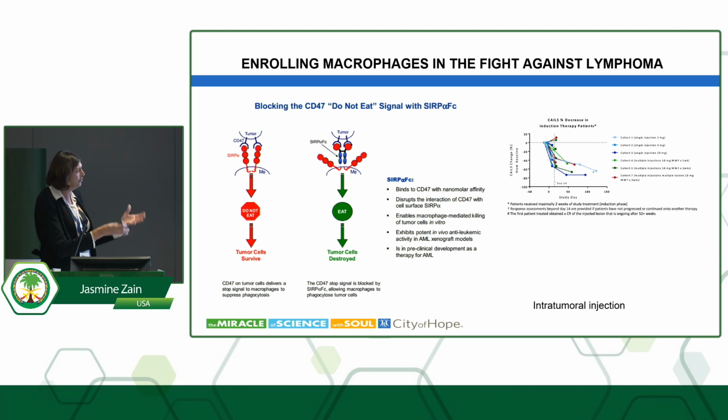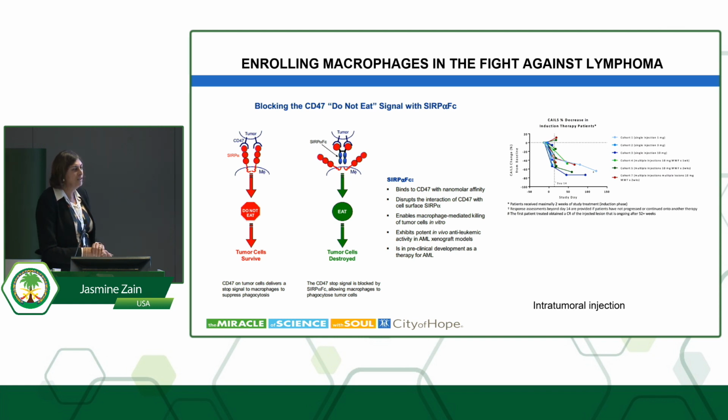So this is a tumor microenvironment modification. Blocking the SIRP alpha with an antibody or blocking CD47 with antibodies is something that's being explored in anti-lymphoma therapies and also in AML. This study was conducted as an intratumoral injection in cutaneous lesions. There was a systemic application arm as well.